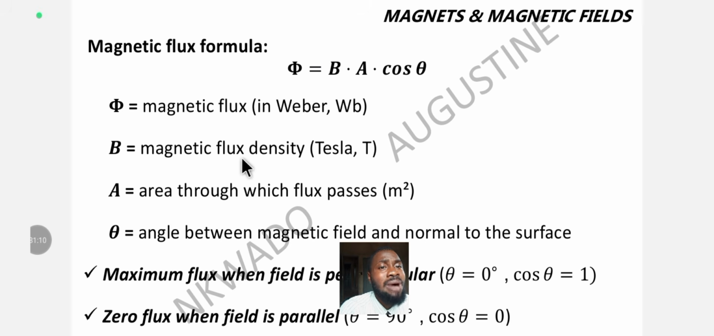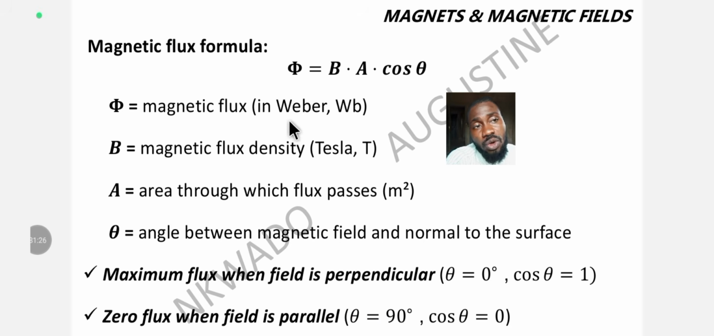B is equal to magnetic flux density, measured in Tesla. A is equal to the area through which flux passes, measured in meter square. Most of the time, the SI unit of area is meter square. Then theta is the angle between the magnetic field and the normal to the surface. The normal is the direction where no magnetic field is felt. That's the angle between the magnetic field and the normal.